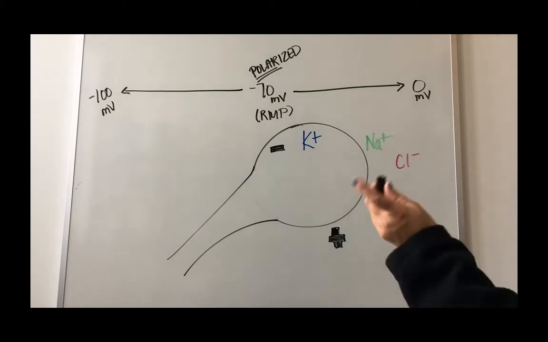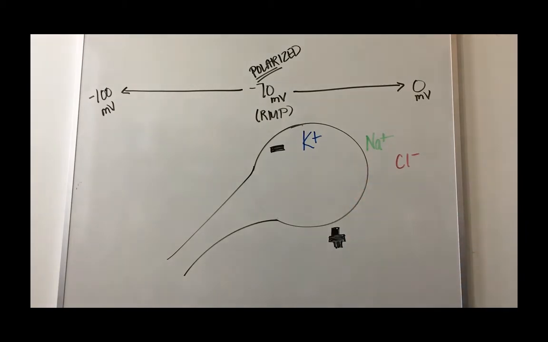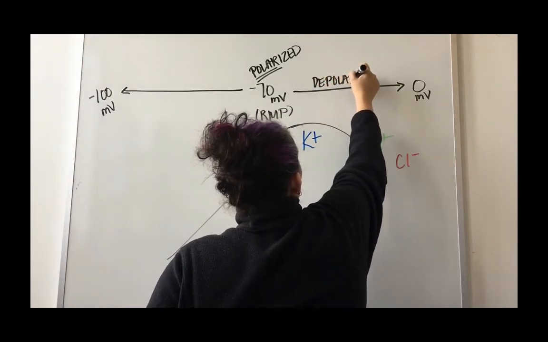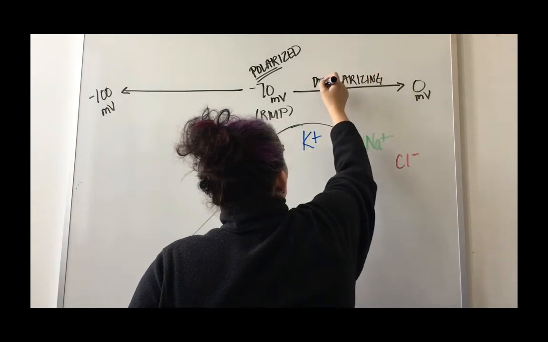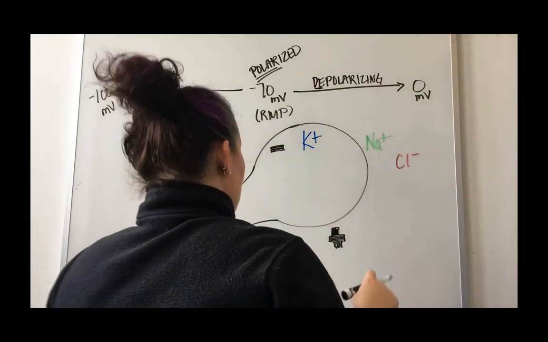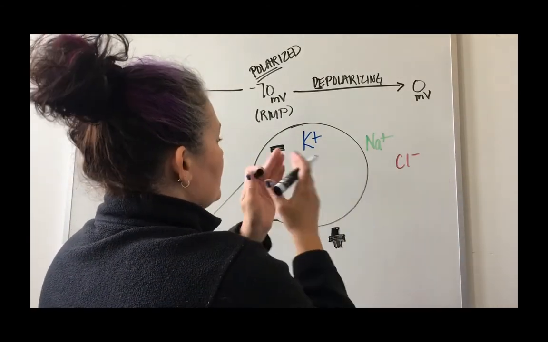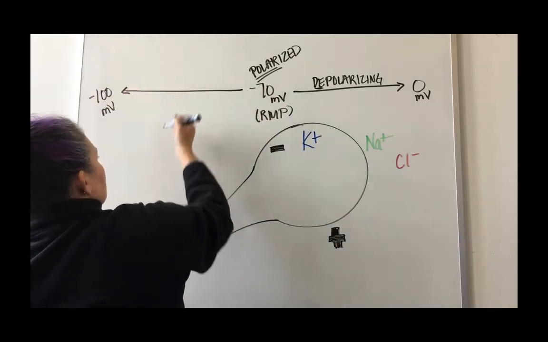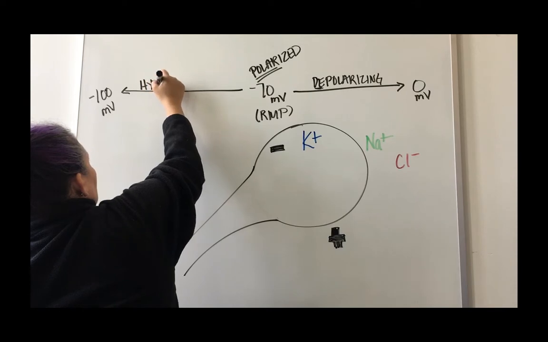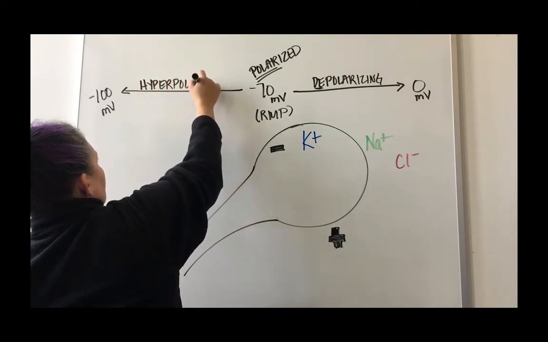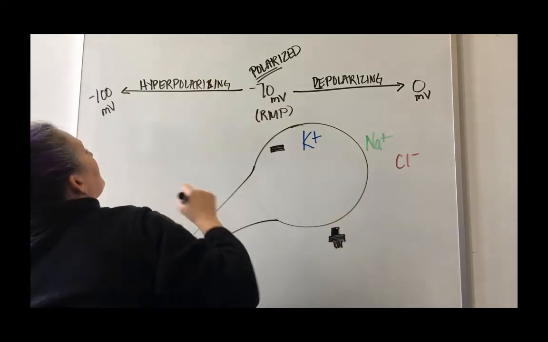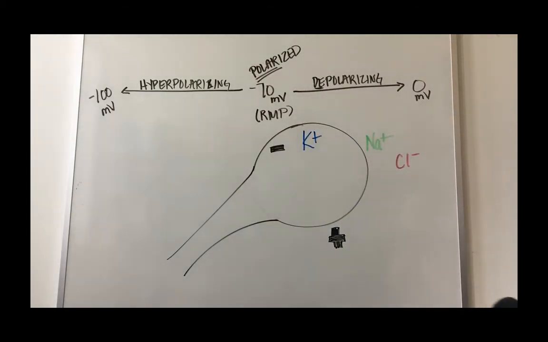Any sort of activity that brings the potential closer to zero is called depolarizing. So we are taking the polarization or the difference away because we're going closer to zero, and zero means no difference at all. If we make the difference bigger, anything that brings us in this direction, that's going to be called hyperpolarizing. So anything that creates a larger difference between the two would be a hyperpolarizing stimulus.